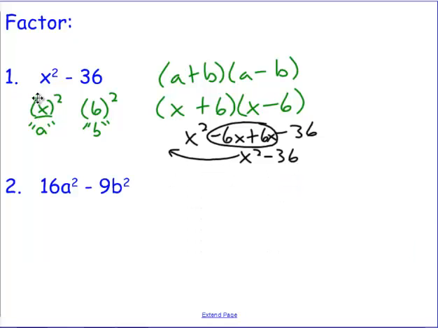I'll give you another example, a little trickier maybe, but again the same idea. If I have coefficients as well as variables, look and see what could I square to get the coefficient, and then what could I square to get the variable.